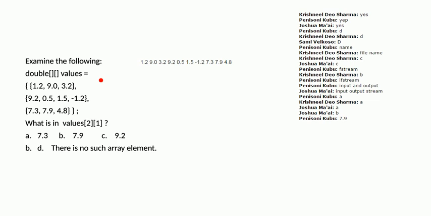Pensoni said 7.9. How about others? What do you think? Is it 7.3, 7.9, 9.2, or there is no such array element? Methane said 7.3. Okay. How about others? 7.9, Joshua.